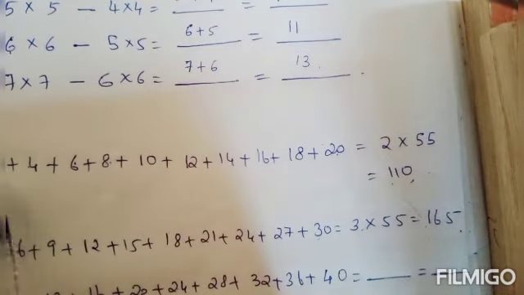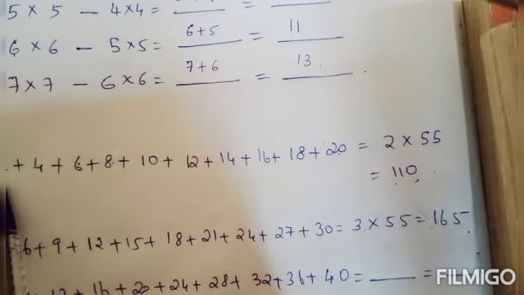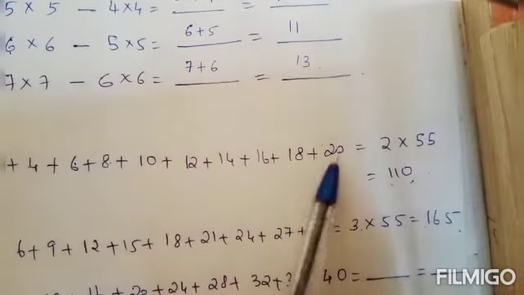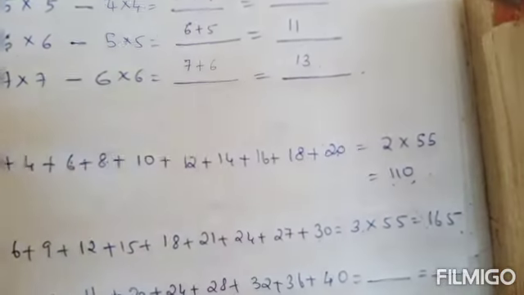First 10 multiples of 2. Sum of first 10 multiples of 2.